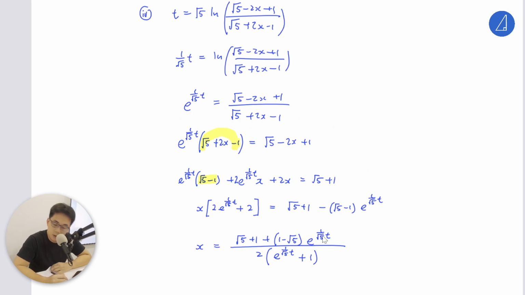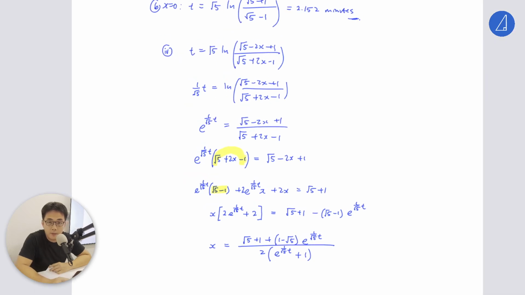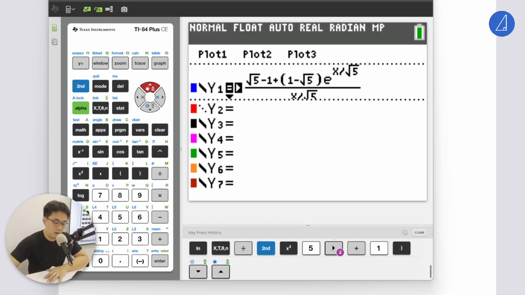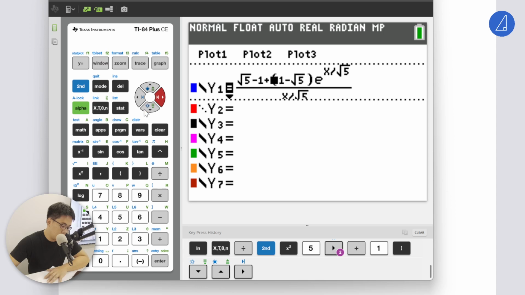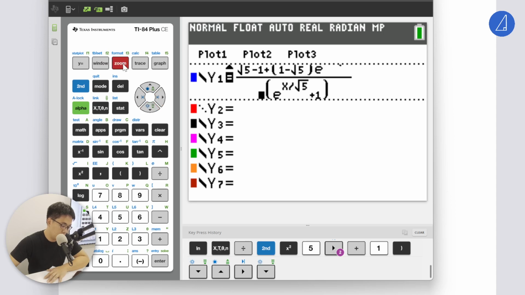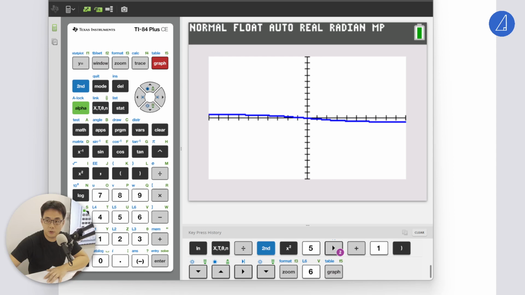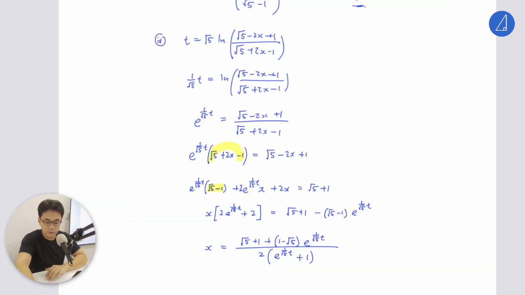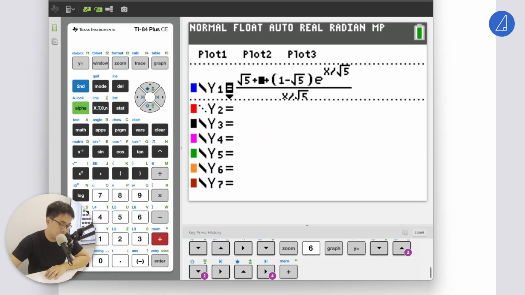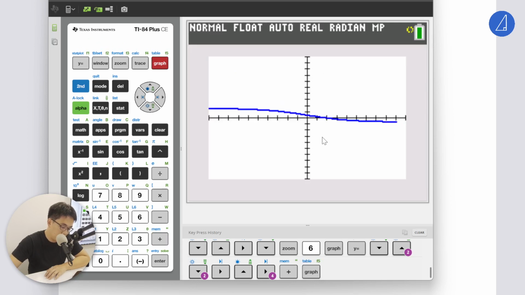Once you get this, really just key in the calculator and sketch the curve. Basically treat the x as the t. Key it down. There you go. Just sketch. So when you go to graph, it looks weird, right? Something is wrong with my equation. Hold on, I keyed it wrongly just now. So go to graph. It looks like that.